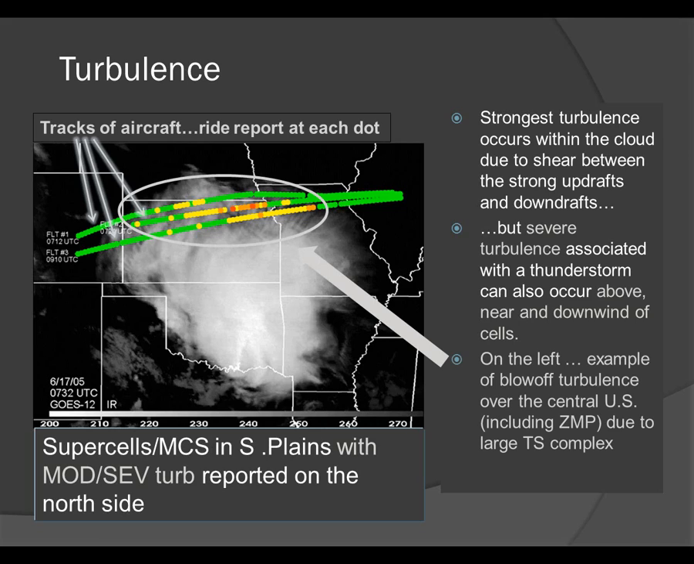Here we have an example of a supercell in the southern plains. Blow-off turbulence occurring bordering on the Minneapolis region. And each ride report that we see here reflects a type of turbulence, the green being smooth, yellow being moderate, and the red being severe. You can see that flying through that area, some severe turbulence was reported.